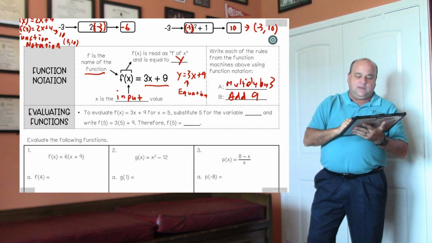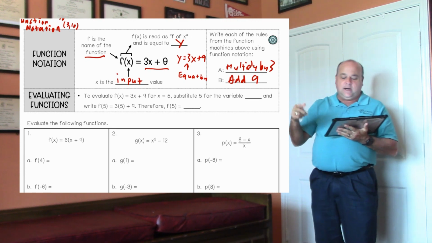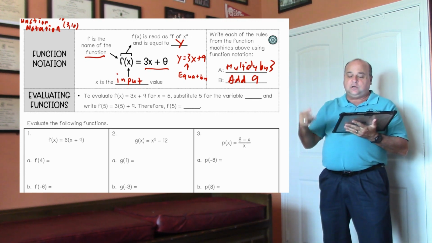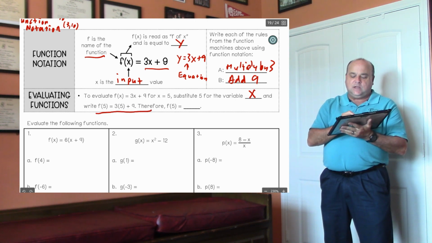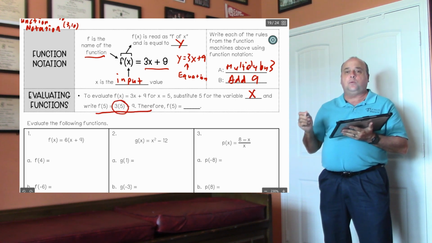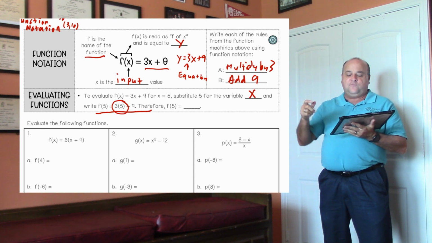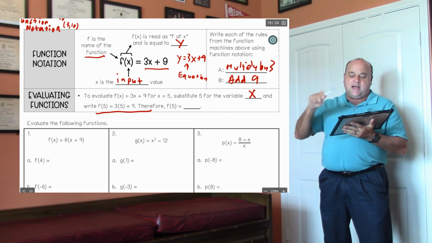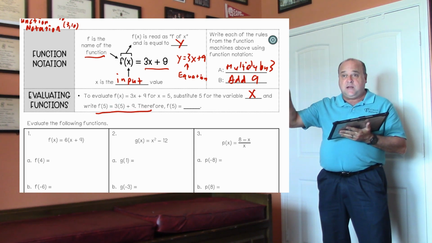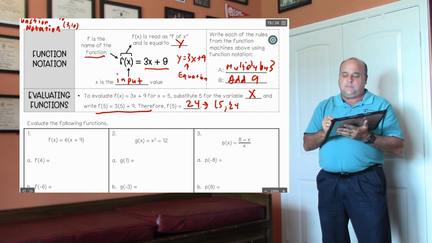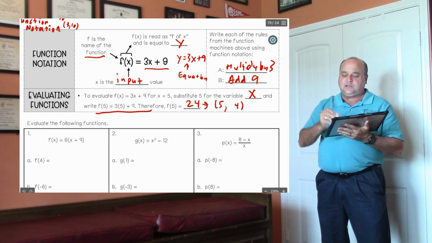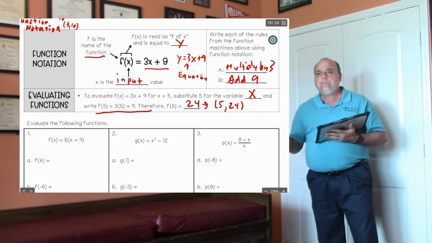Now then, let's go here. To evaluate f of x equals 3x plus 9, substitute 5 for the variable x and rewrite it like this. Notice they replaced the x with parentheses there, didn't they? Therefore, f of 5: 3 times 5 is 15, 15 plus 9 is 24. And this would be written as an ordered pair of (5, 24). That's what you would actually graph, okay?